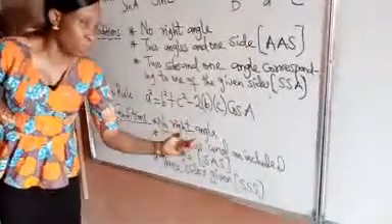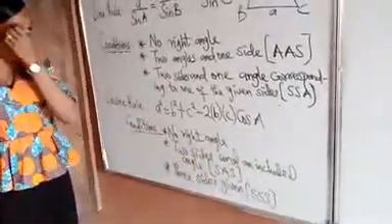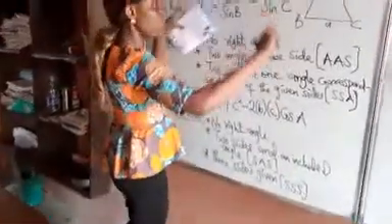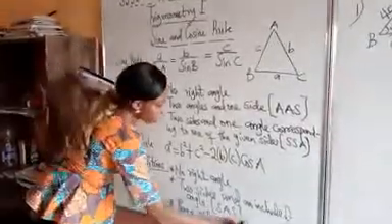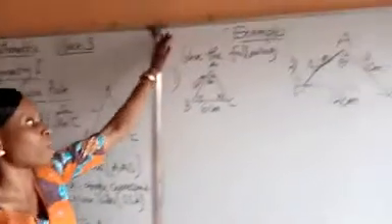A right angle must not be involved. Two sides and an included angle: if you have a triangle that has 2 sides and the included angle, that's the angle between the 2 sides, given, you can use the cosine rule. And when 3 sides are given in a triangle, you can use the cosine rule. We have some examples on the board.